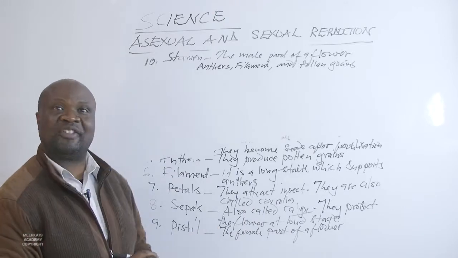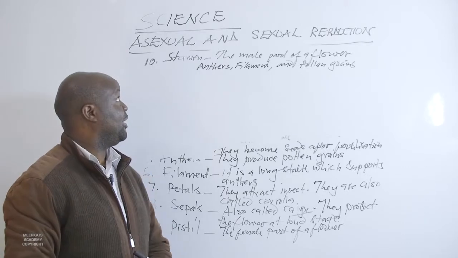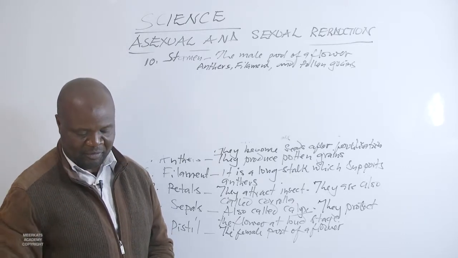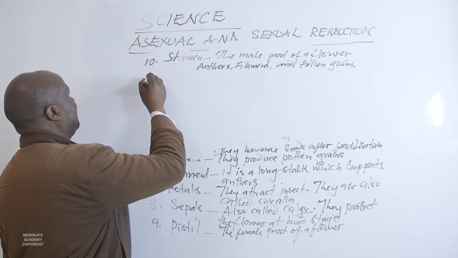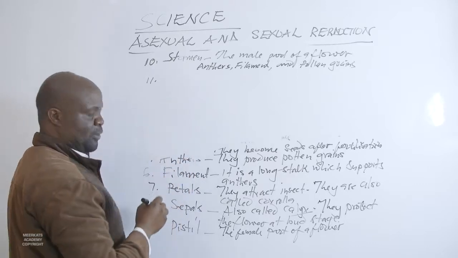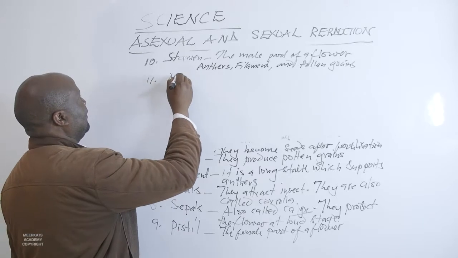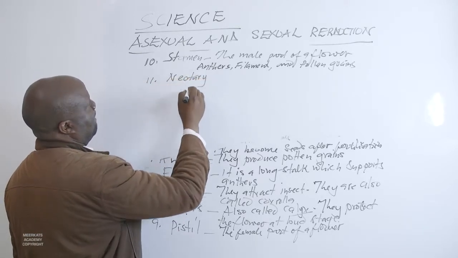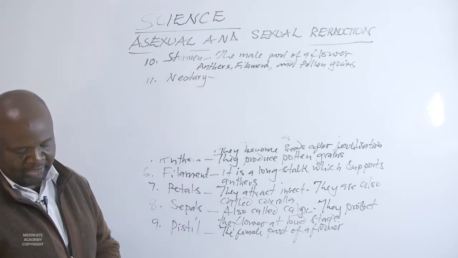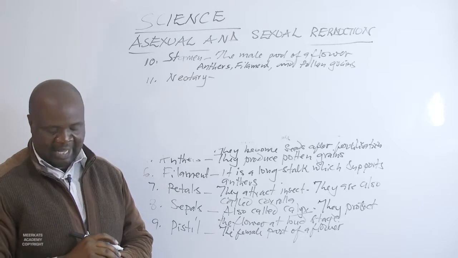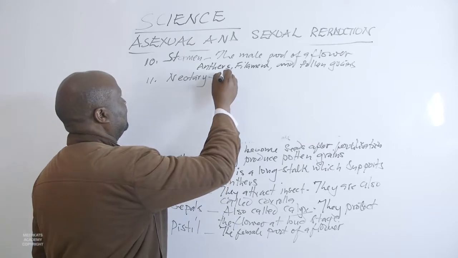So the stamen consists of the anthers, the filament, and the pollen grains, and it's what we're calling the male part of a flower. We can go to the 11th part of a flowering plant, and we call the 11th part the nectary. One piece of information on the nectary: it is located at the base of the flower. It produces nectar.